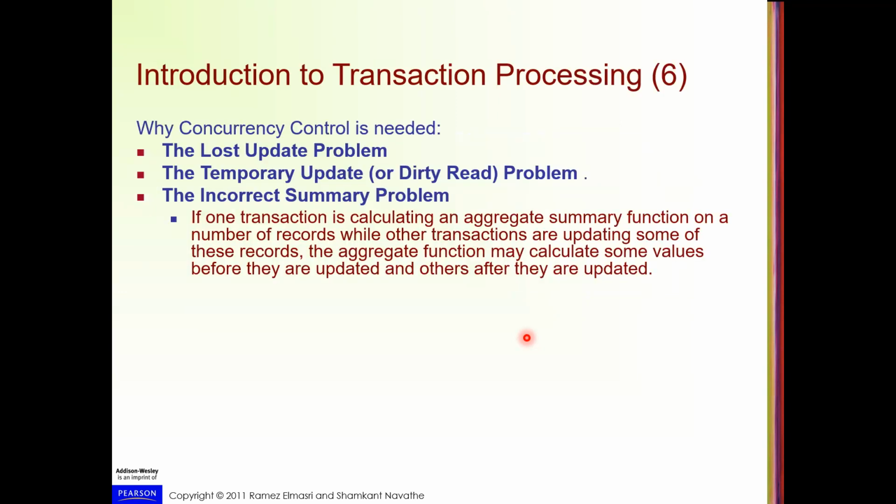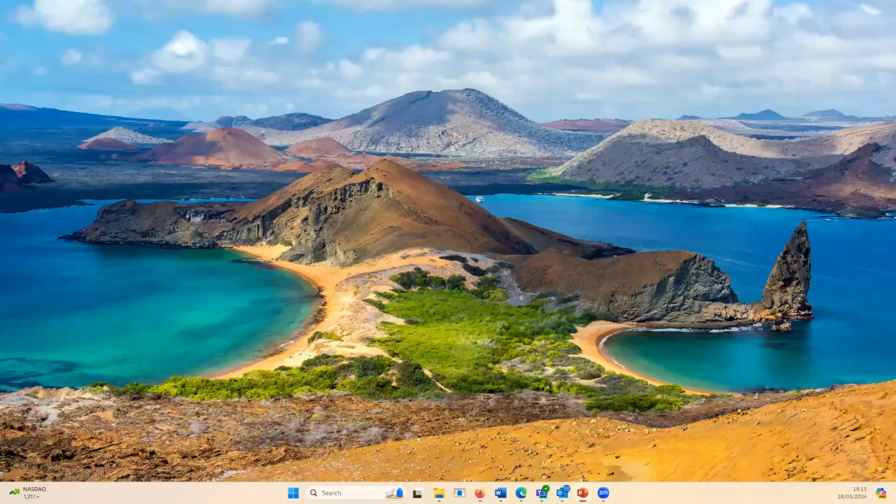Introduction to transaction processing. When we have multiple transactions working, it is very important to control them. How do you do that? And why do we do that? For example, why concurrency control is needed. If you have two transactions or 10 transactions running simultaneously, it can create some problems.